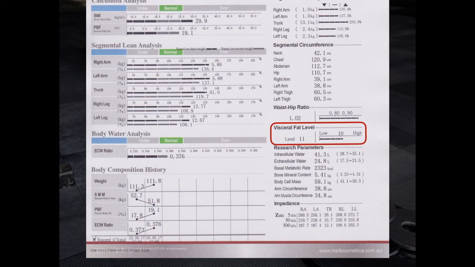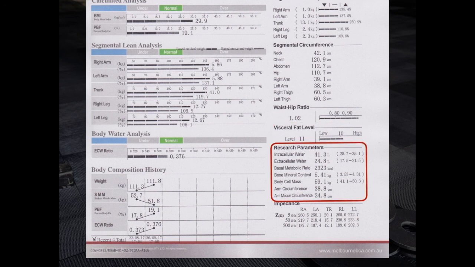So it's important to understand that while visceral fat can play a role in affecting your health, it does respond to diet and exercise just like the rest of the fat in your body. So a drop in body fat is likely to result in a lower visceral fat level.